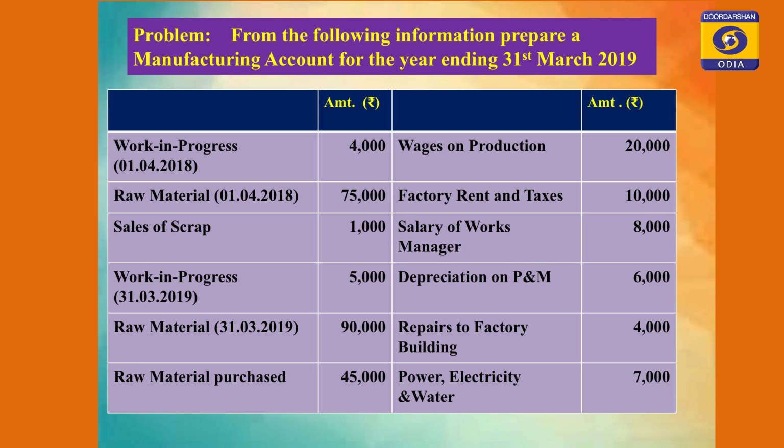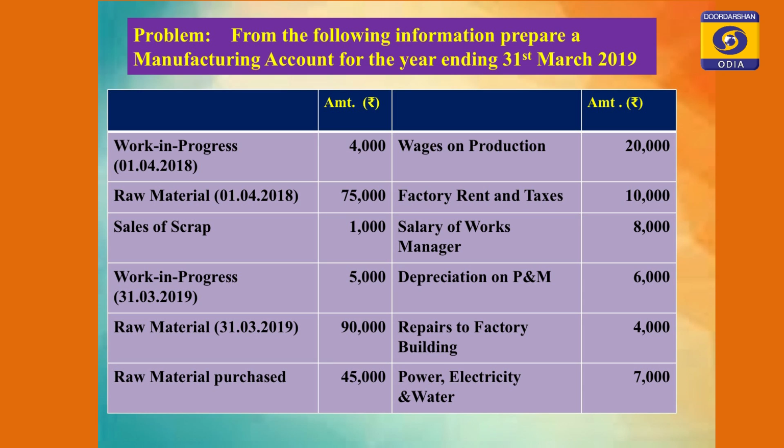Then you are given work in progress, that is on 31/3/2019, that is closing work in progress. The amount is 5,000. Then we have raw material, that is 31/3/2019, that means it is a closing stock of raw material, that is 90,000. The next item given to us is raw material purchased during the year, that is 45,000. Other information given to us is wages on production. Wages on production provided to us is 20,000.